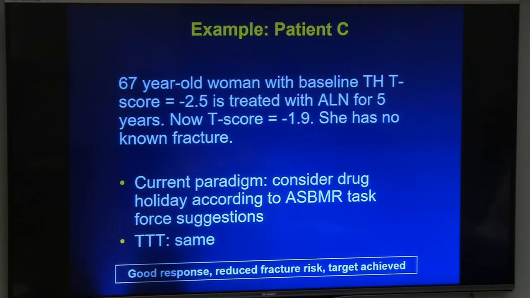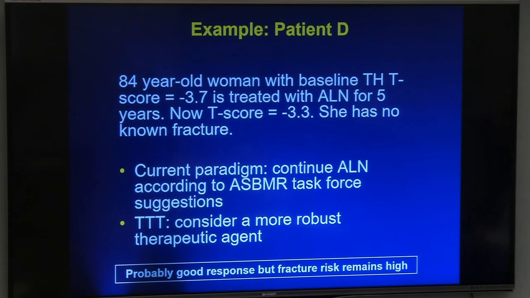All right, patient C. A 67-year-old woman with baseline total hip T-score -2.5 is treated with alendronate for 5 years, and now her T-score is -1.9. It's pretty good. She's had no fracture either before or during. The current paradigm would be to consider a drug holiday according to ASBMR task force suggestions. And yeah, I would agree with that. You've gotten to a nice level. She's done well, no interim issues. So she's gotten to her target, and a drug holiday makes sense in a patient like this.